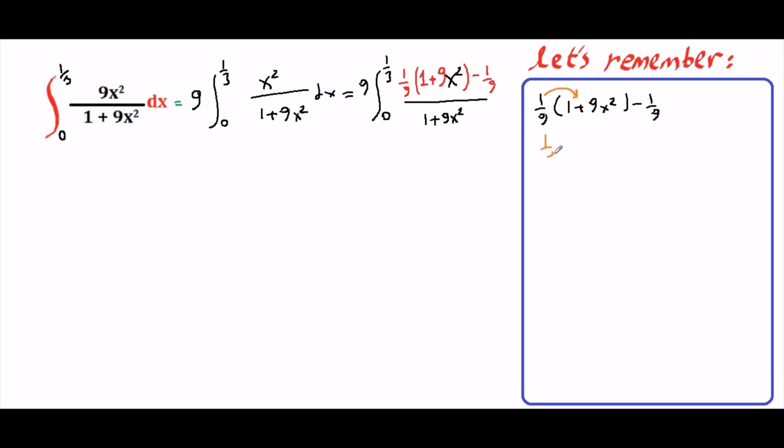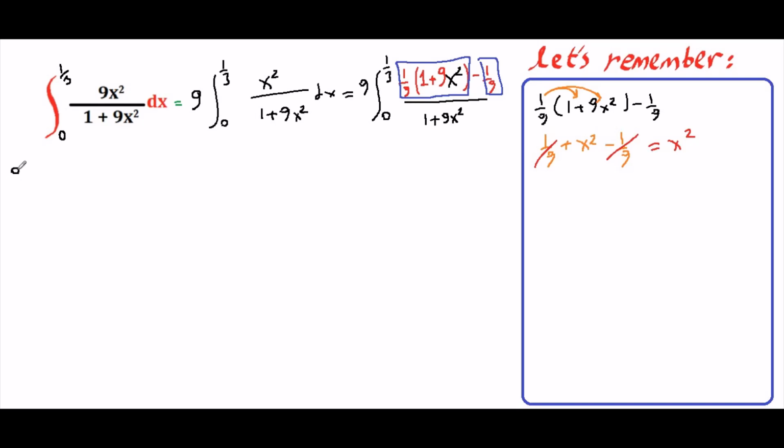1/9 times 1 is 1 over 9. 1/9 times 9x squared is just x squared, and we have negative 1 over 9 here. They cancel each other, so we have just x squared. So all we did on the numerator is just algebraic rearrangement. So we can obtain 1 plus 9x squared that can easily interact with the denominator. Now what we're going to do is split this into two integrals. This is going to be our one integral, and this is going to be our second integral.